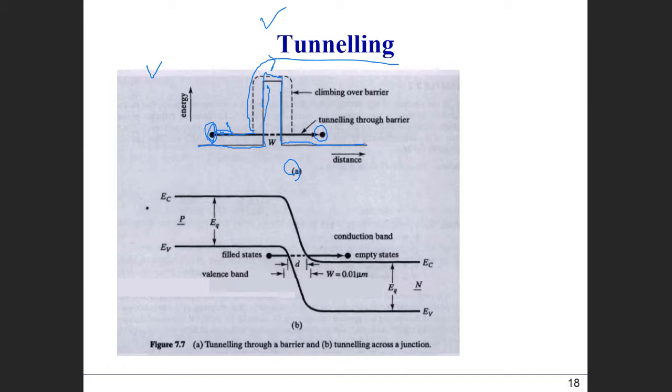Now, in the special case where the barrier width is very small, on the order of tenths of a nanometer, the electron, instead of going over this barrier, now has a probability of passing through this barrier height. We call this probability tunneling through the barrier. So by this effect, the electron basically tunnels through the barrier if W is very small. That is the basic concept of the tunneling effect.